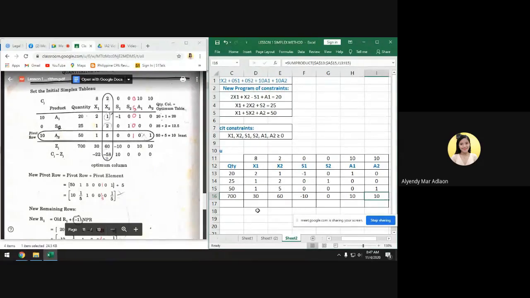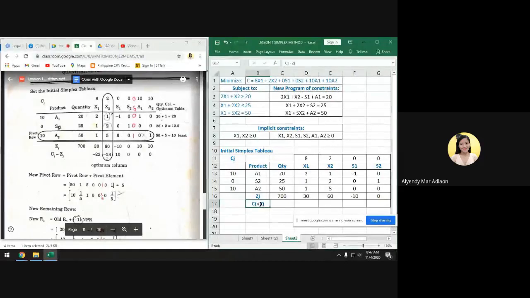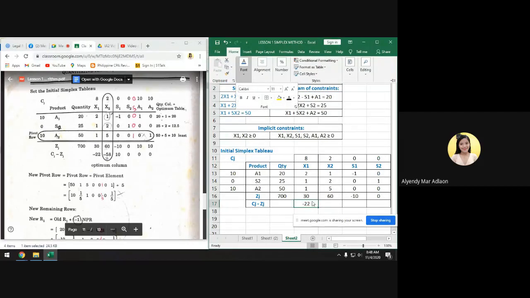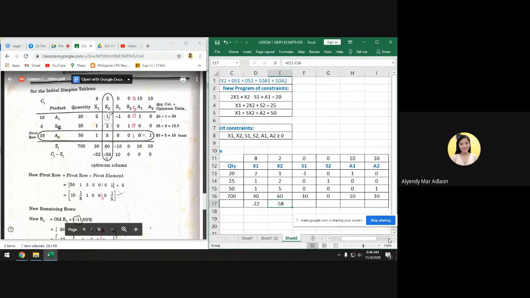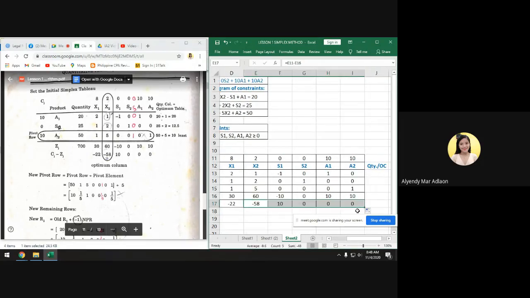Now, next step is to compute for the CJ minus ZJ. So, ang CJ, kaninang column. Ang ZJ, kaninang column. So, we deduct. Kung maka-remember mo class, ang ato ang gibuhat sa maximization. Pero, of course, nalang dyan ni siya variance gamay. Okay, so, we can get 22 as our difference. The next, 2 minus 60, we can get negative 58. Okay, then we can drag this one until the last column.